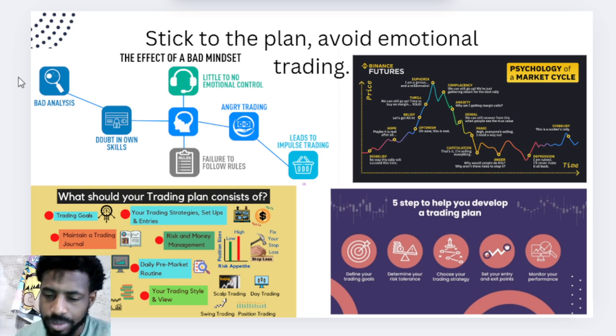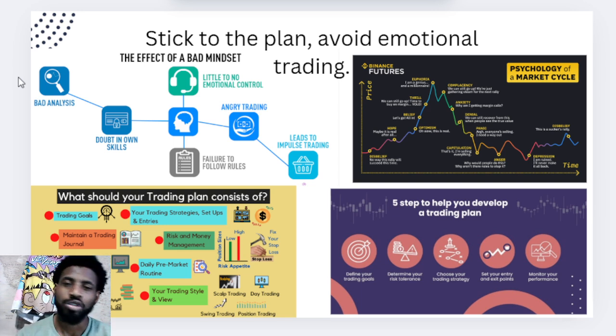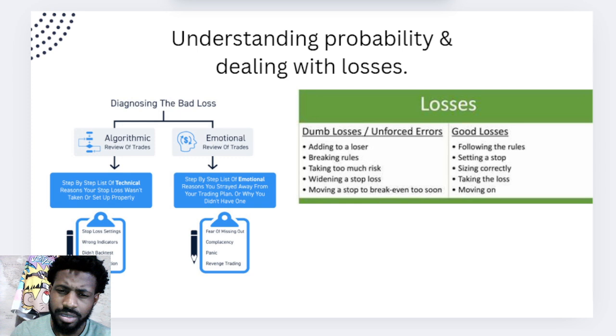Monitor your performance. So maybe at the end of the day, actually, you should do this every day. At the end of every day you trade, check out the performance. Not only every day you trade, but every week. Look at how your performance is on a weekly basis, and then on a monthly basis, then the yearly basis, and such and such. Okay, almost done here. Now you want to understand the probability in dealing with losses.